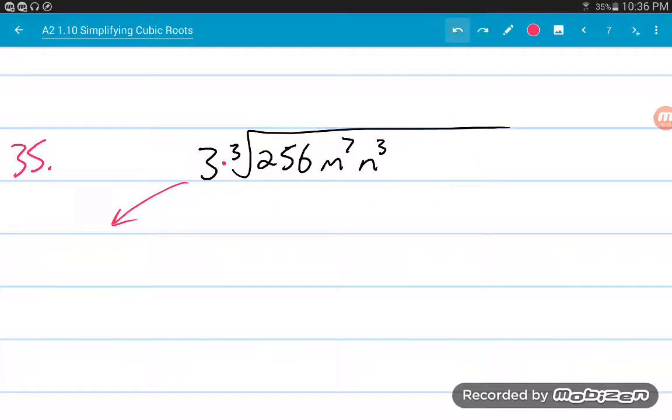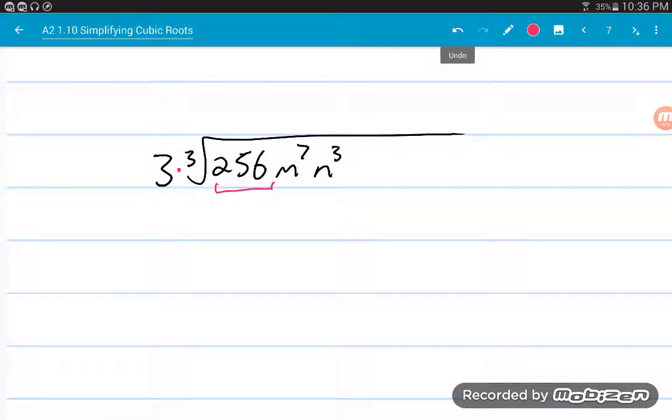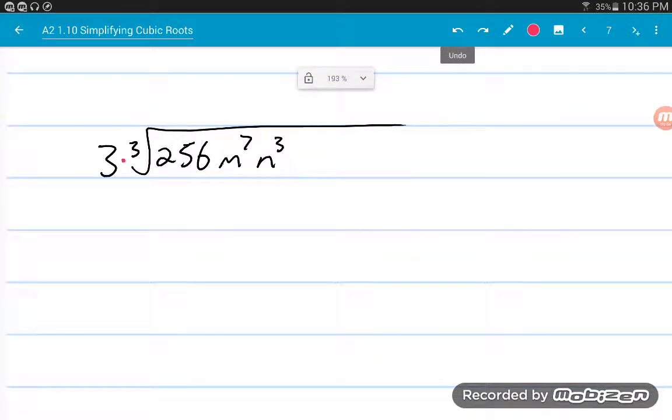Okay? So I'm going to simplify the number first, because I want to figure out which perfect cube goes into 256. Is it 8? Is it 27? Is it 64? Is it 125? And I'm not really sure what the answer is. So, I'm going to take over my calculator again.